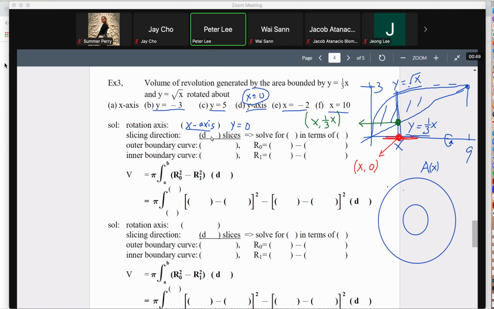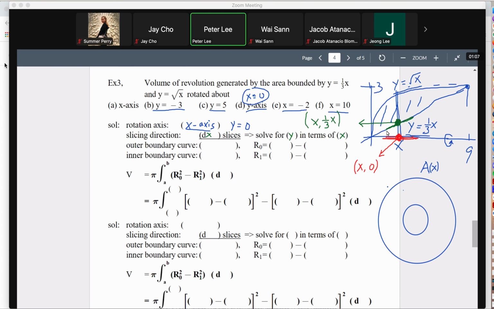By the way, we want these dx slices, and we want to solve for y in terms of x. So that point right there is x comma 1/3 x. That green point is the lower part, it's part of this line right here.